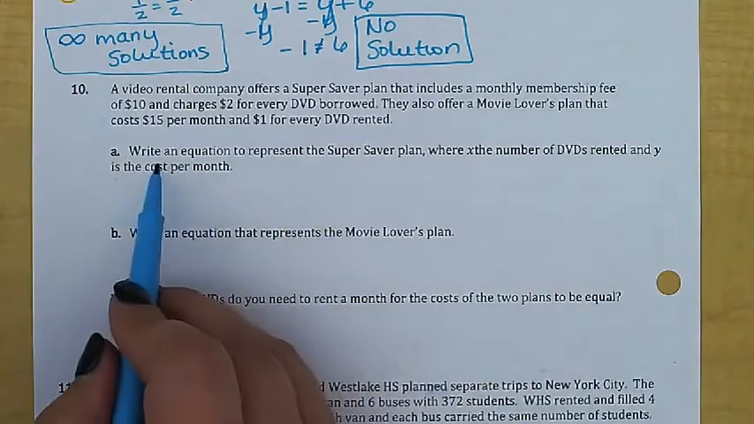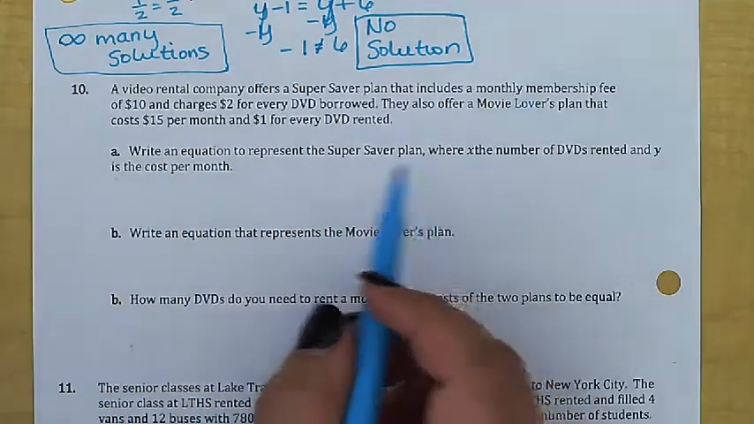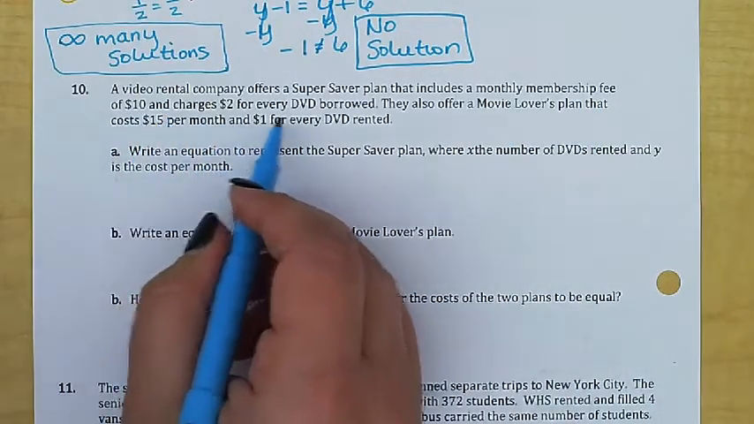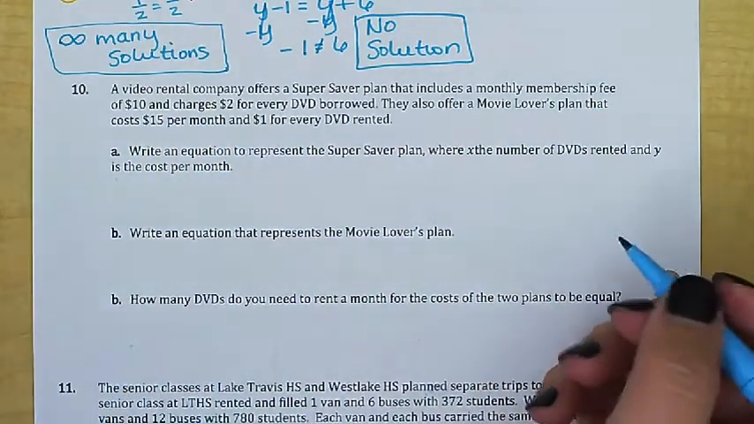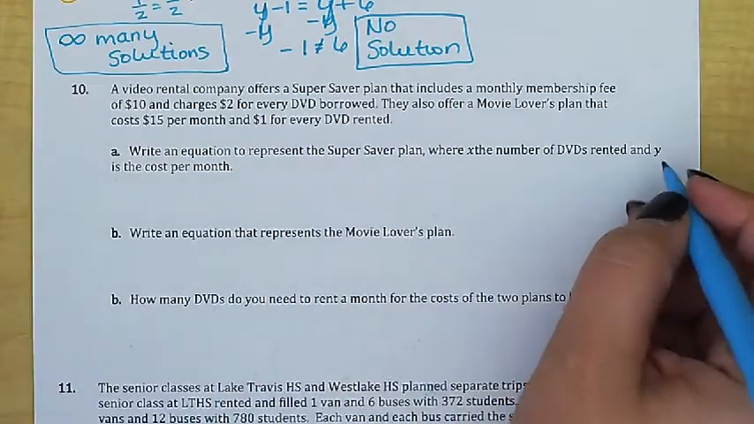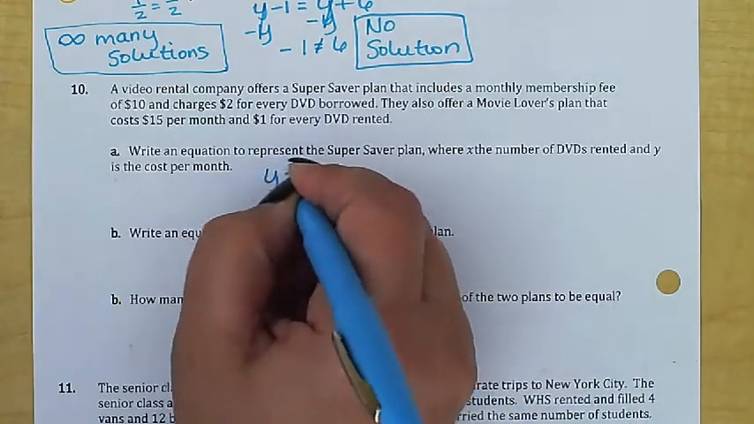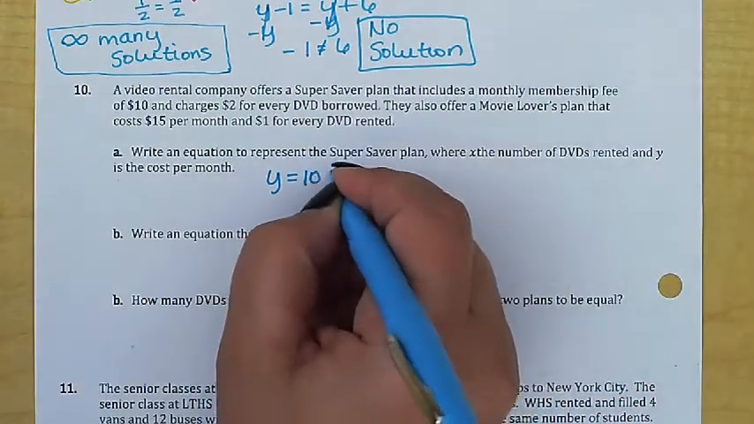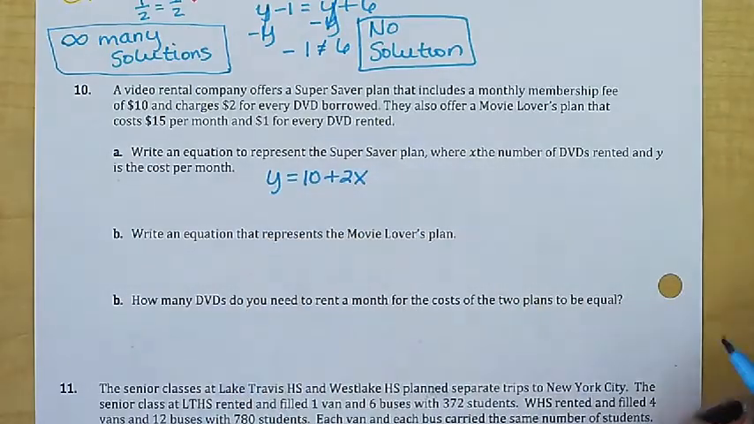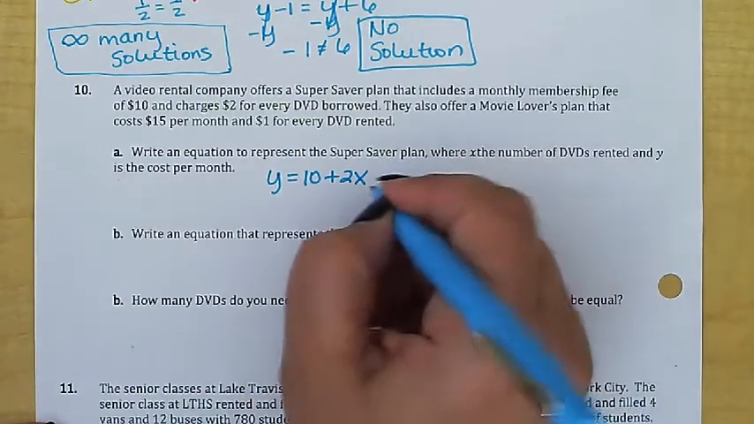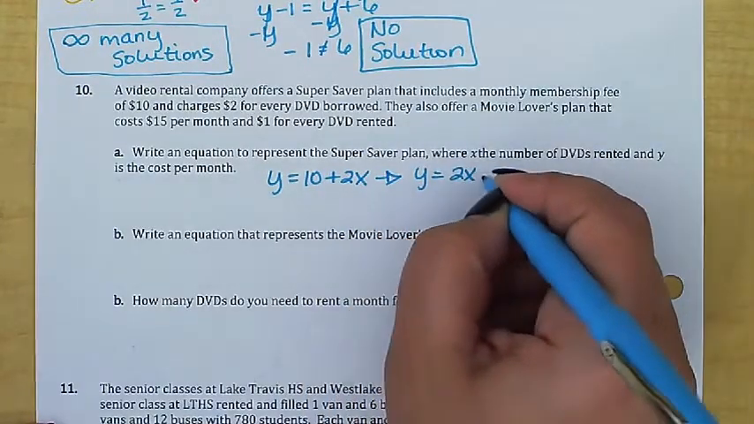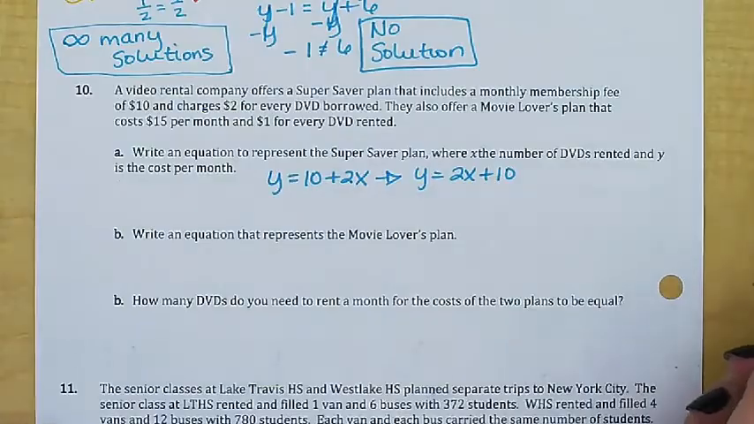So let's come up first with an equation to represent the Super Saver plan. So the Super Saver plan has a monthly fee of $10 and then $2 for every DVD borrowed. So X is the number of DVDs, Y is going to be the cost, so that would be Y equals, we have that $10 starting fee and then $2 for every DVD. Or if we want to write that in slope intercept, just because we like the way that looks better, that's fine too. We're paying $2 per DVD plus that $10 membership fee. Okay, yeah, I think I like that better.